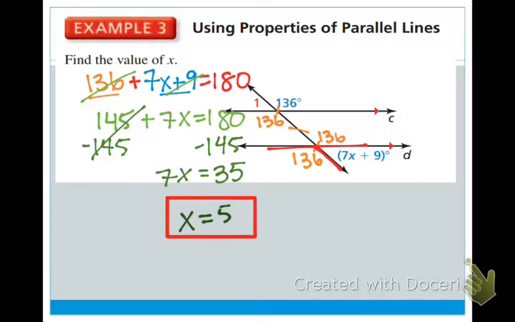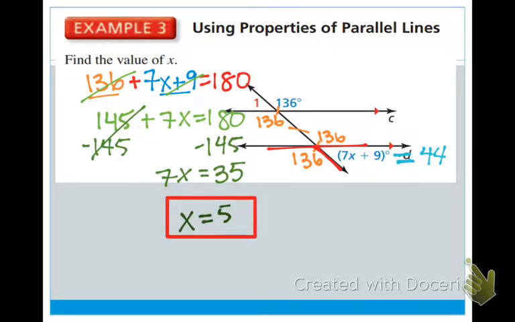Had you done it my other way? Did anybody try it the other way? What would 7x plus 9 equal? 144. Close? It'd be 44. Because it's already 100 degrees, so it'd be 44. And you get the same answer. You get x equals 5. Okay, so you could have done it either way.